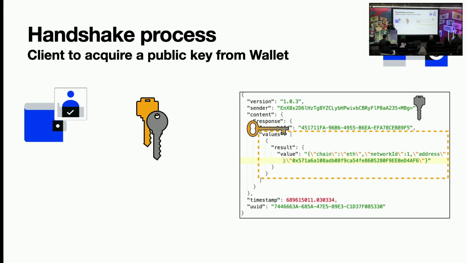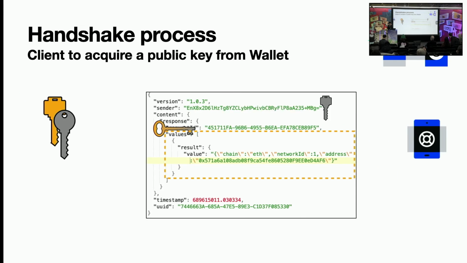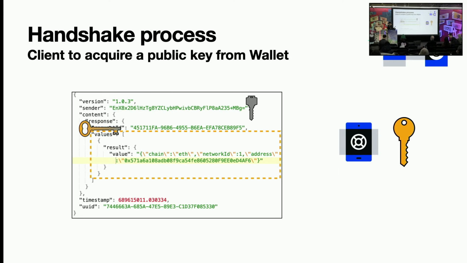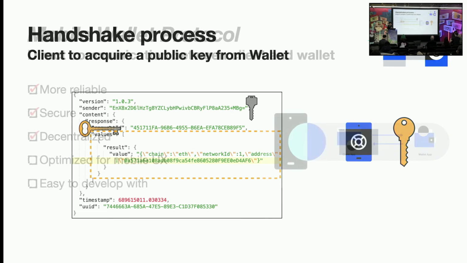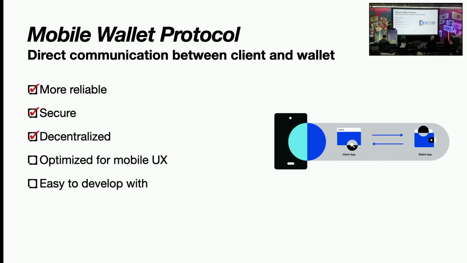Then the wallet sends back the response along with its own public key, and the content of the message is encrypted, and it can be read only by the peer who made the request. So upon receiving the response, the client can also derive the same shared secret using its own private key and the public key that it got from the wallet. So MWP is secure, and it has more nice aspects too.